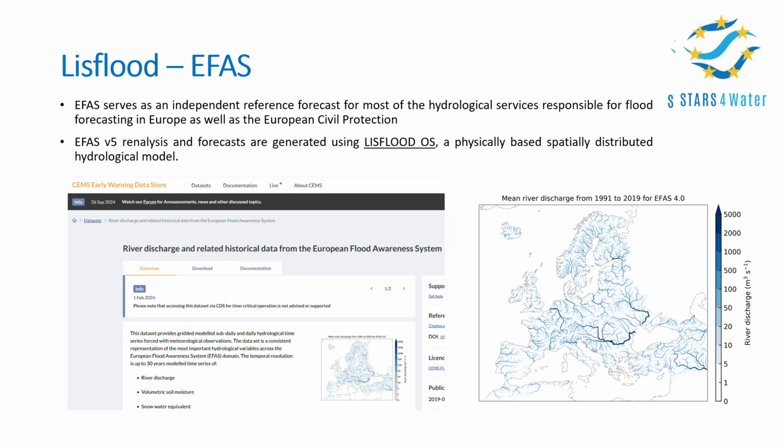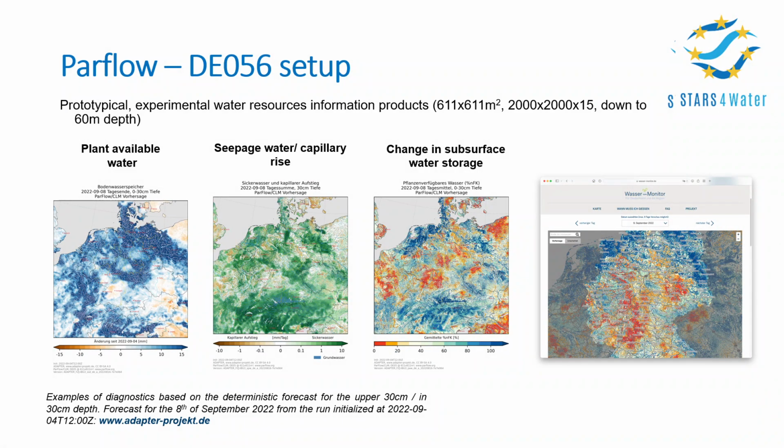We can find some real applications of the previous models. For example, the LISFLOOD model is used as the core hydrological engine of the European Flood Awareness System. It provides pan-European flood guidance and early warning products up to 10 days in advance for national hydrological services. Another application we find is with the ParFlow model, which is used as part of the ADAPTER project Wasser Monitor, a platform producing operational deterministic water resources forecasts. The model simulates 3D variably saturated subsurface flow, providing a fundamental process-based view of drought development, moving beyond simple soil moisture indexes.